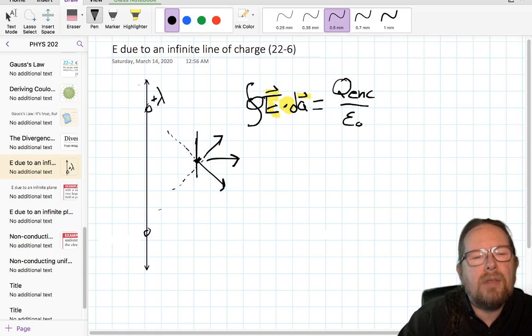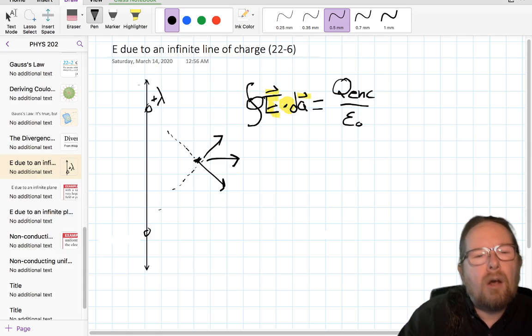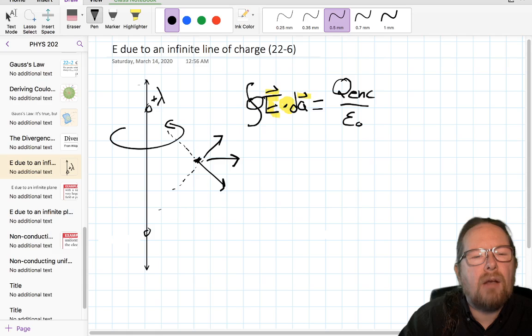So any component in this direction cancels out, leaving only the force in this direction. We can also see from the symmetry of this problem that the electric field at some point in space can't depend on theta, because a line of charge looks the same no matter what direction you look at it from. So there can't be any dependence of the electric field on theta.